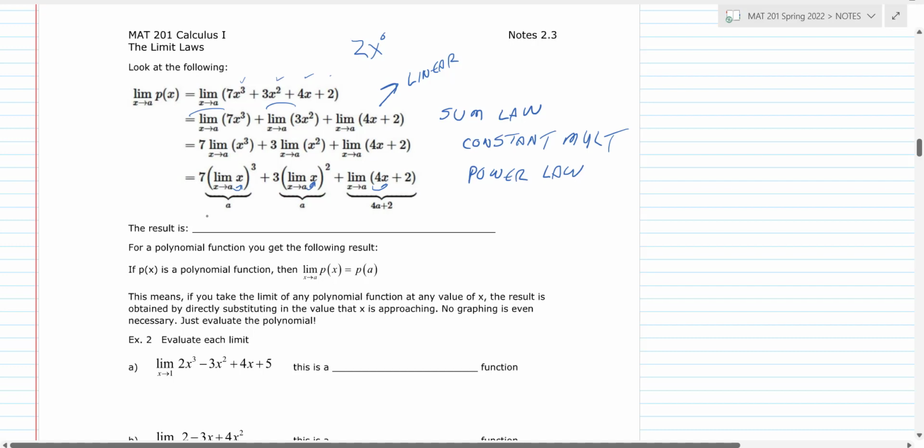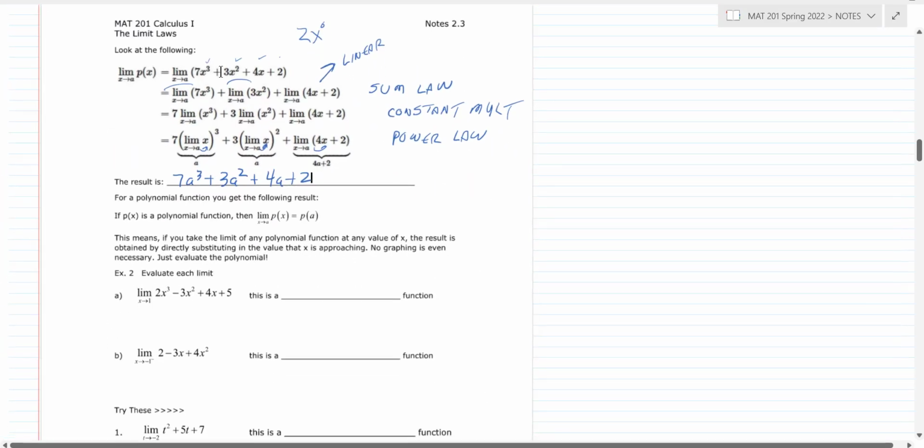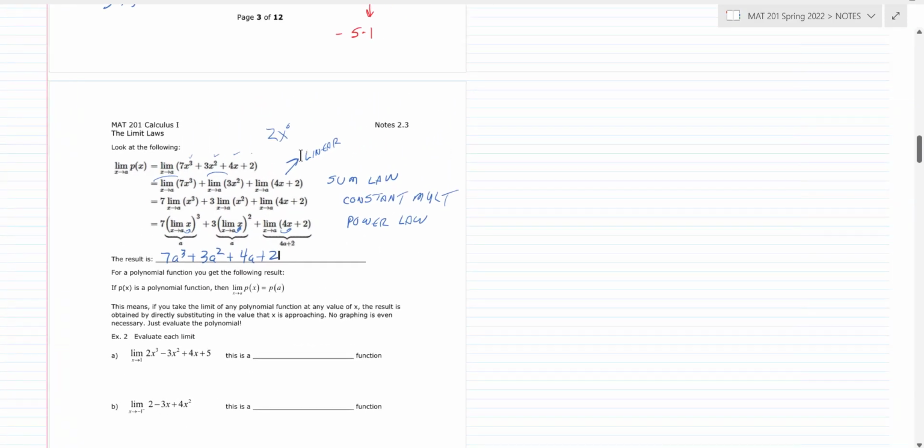So when I do this, I would get 7a to the third plus 3a to the second plus 4a plus 2. So what this is showing you is based on these limit laws, you can basically just plug in. If you see that you have a polynomial function, then you can just plug that value that x is approaching to get the value of your limit. You don't have to graph it or do anything like that. So thanks to those rules, that's what we can do then.